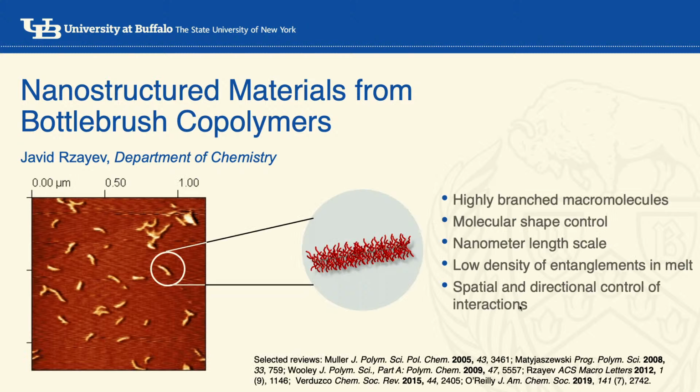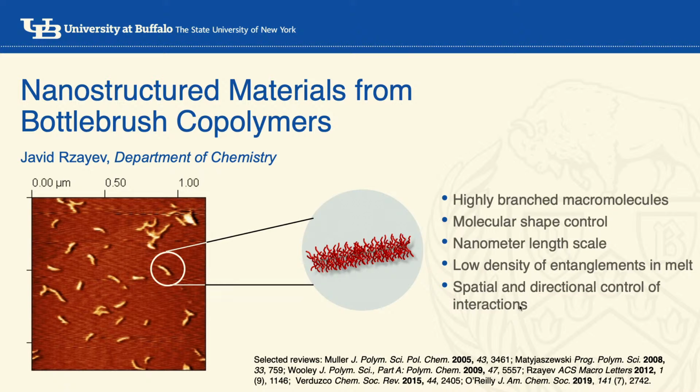All right, now let's talk about science. My talk is about nanostructured materials from bottle brush copolymers. First I want to introduce what a bottle brush copolymer is. Bottle brush copolymers are unique molecules. They have a nonlinear architecture, and they're illustrated here.